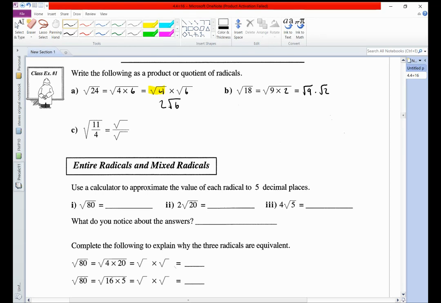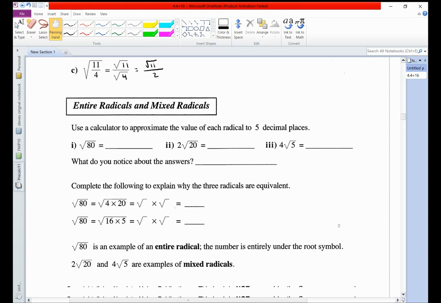Same with the next one. We have square root of 9 times the square root of 2. The square root of 9, that's a perfect square, so we know that is going to be 3 root 2. And then the next one, we have the square root of 11 over 4, which is the same as the square root of 11 over the square root of 4. And we know that the square root of 11 isn't a perfect square, so we'll leave it, but the square root of 4 is 2. So it can be simplified into the square root of 11 divided by 2.